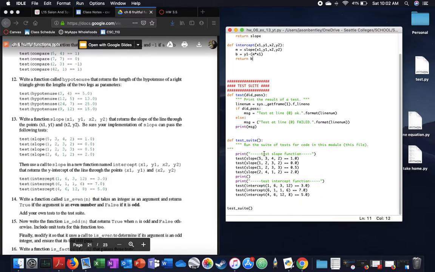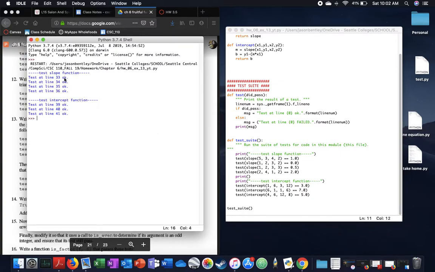So if we run this, should be all good. And here's the test slope function, came out great, and the test intercept function looking all good.